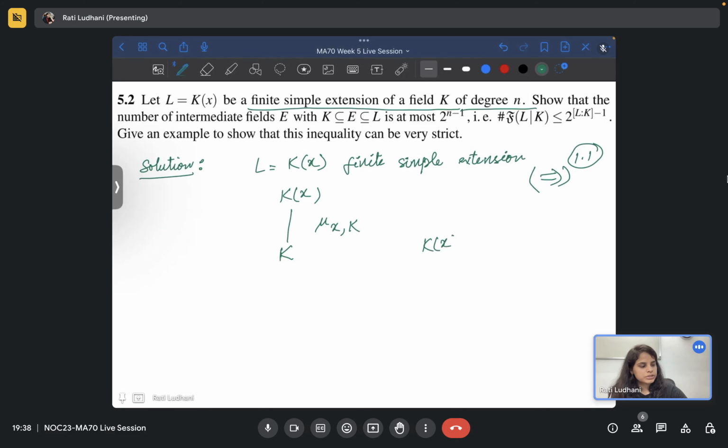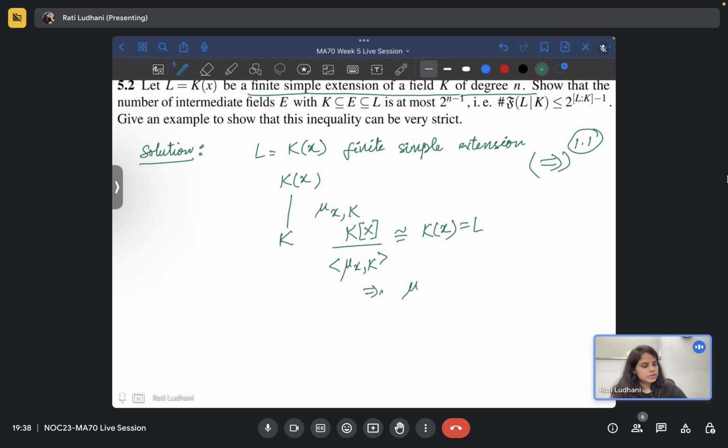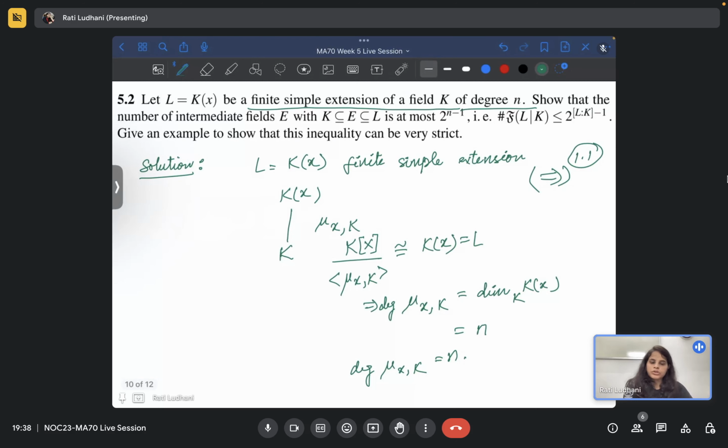Because what is K(x) from this evaluation thing? You know that this is equal to, and this is your L. So the degree is given to be n. What does this imply? The degree of the minimal polynomial mu of x over K is equal to the dimension of K(x) over K, which is given to be n. So the degree of the minimal polynomial is given to be n. Okay, so we are in the situation that the minimal polynomial has degree n. Same situation. Now we have to count how many intermediate fields it could have.